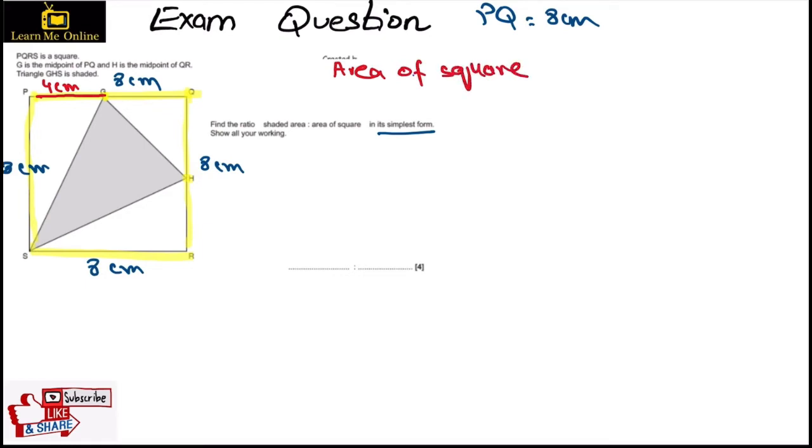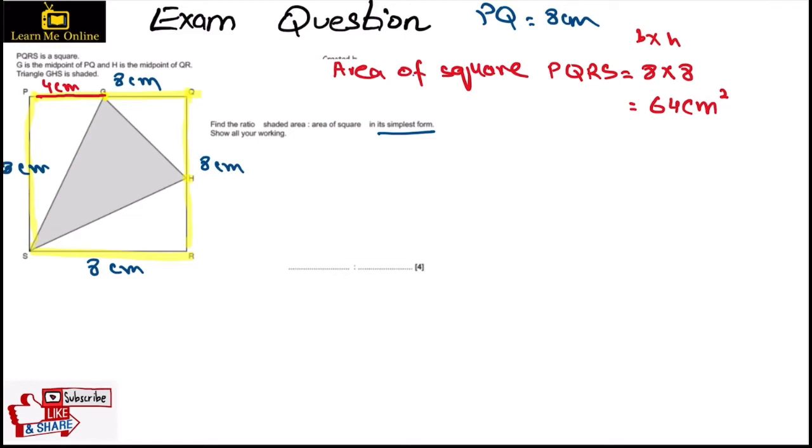So I'm going to write down the area of square PQRS means 8 times 8, because the formula is base times height. I'm going to write down base times height here. And that would be 64 centimeter square, because I've taken each of my lengths in centimeters. Not necessarily do you have to write down the units. You can do this even without writing down the units as well.